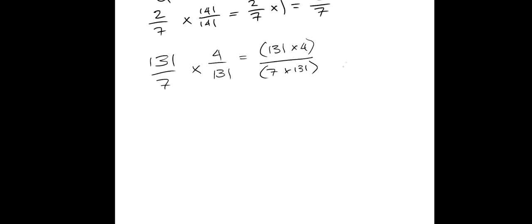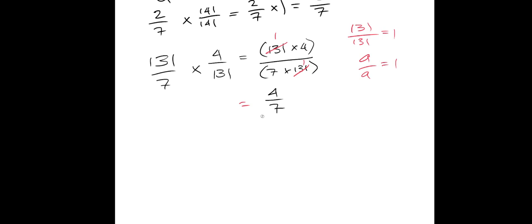Well, there is a shortcut here. 131 over 131 is 1. So those are going to cancel. They're not going to cancel to 0. They're going to cancel to 1. Because 131 over 131 is 1. Any number divided by itself, as long as it's not 0, is 1. So our answer here is going to be 4 over 7.